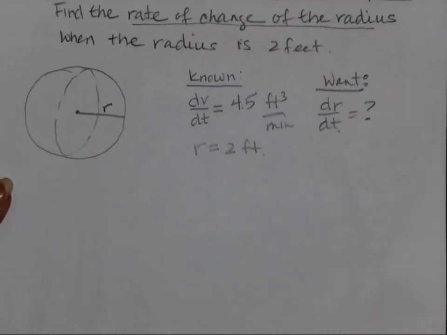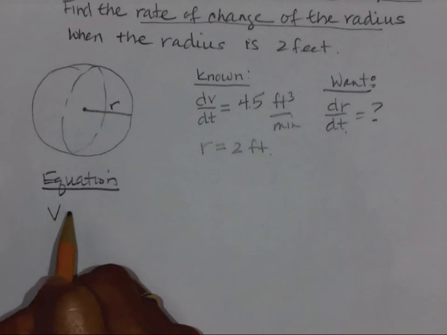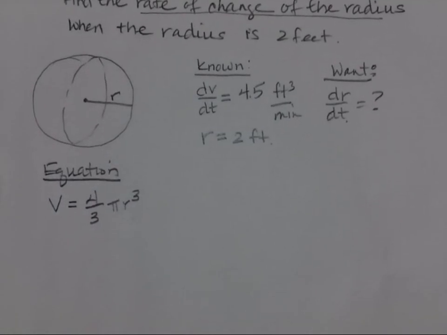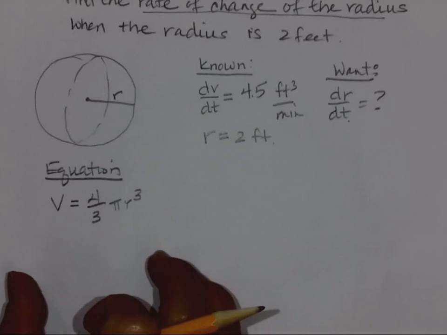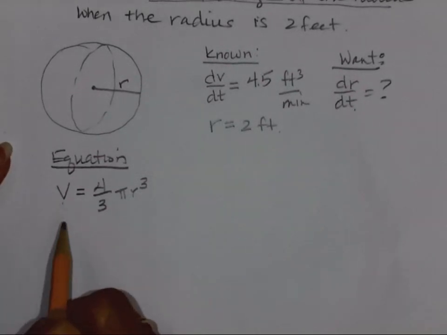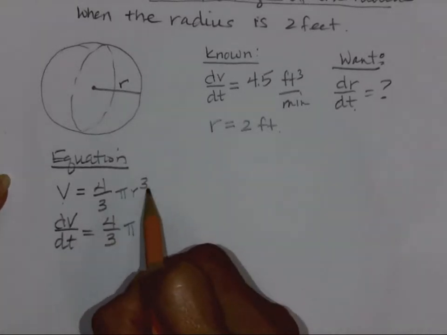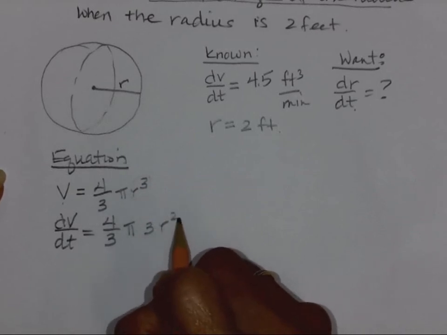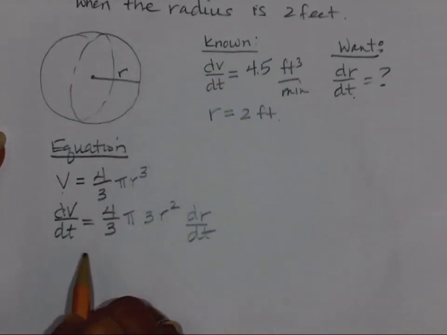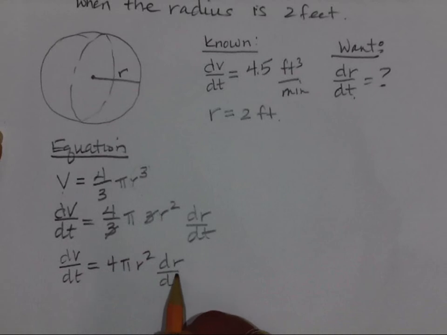The equation we want to use is the volume. So here's the equation. The volume of the sphere, which is 4/3 pi r cubed. Now we are going to take the derivative implicitly with respect to time. So the derivative of volume is dV/dt. dV/dt is equal to 4/3 times pi times the derivative, which is 3r squared, times the derivative of radius with respect to time, which is dr/dt. Now we can simplify, so dV/dt is equal to 4 pi r squared dr/dt.